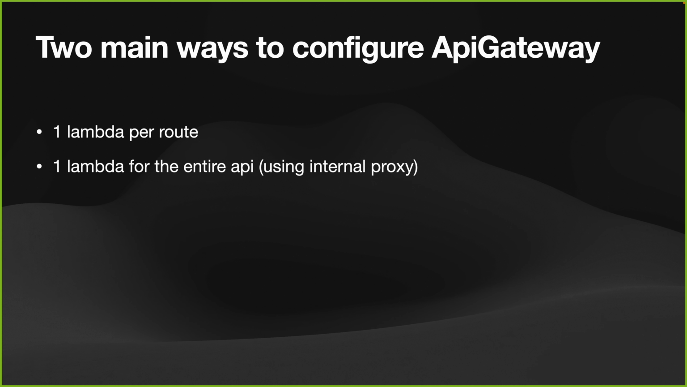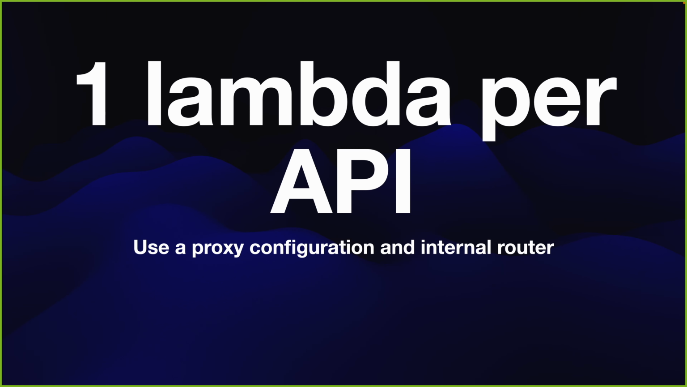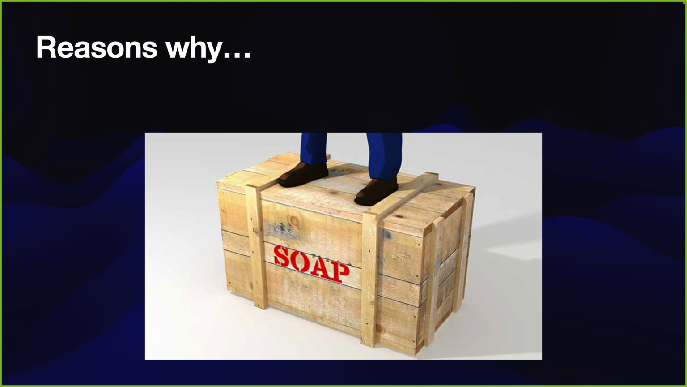Now, we 100% strongly recommend that you use the one Lambda per API, right? We definitely recommend this, and this is the only way the ALC currently supports. So bear with me for a minute as I get on the soapbox and explain why this is the best case scenario for us as a team and why the ALC only supports this.